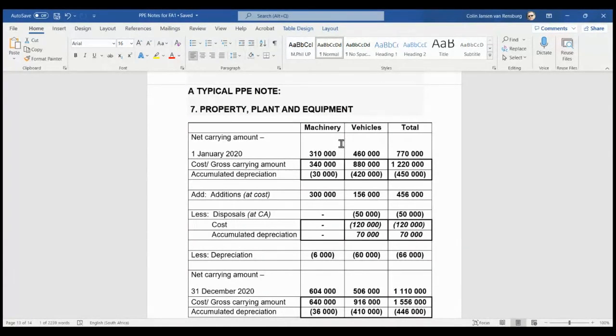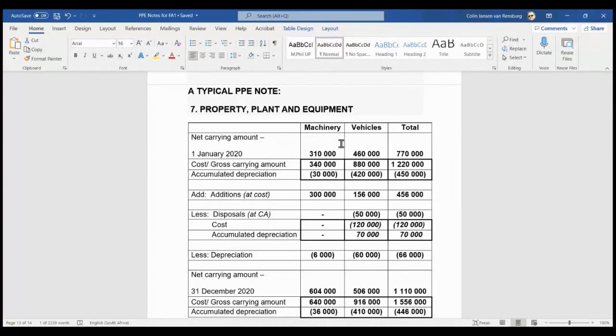So this is just an example. Maybe we can just discuss it briefly. There we can see we've got a column for each of our categories of property, plant, and equipment. This business has got 2 categories, the machinery and their vehicles, and our last column will always be a totals column. So 2 categories, and then they reconcile the opening carrying amount, which consists of the cost minus the accumulated depreciation.